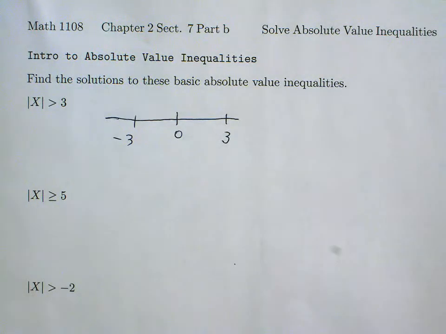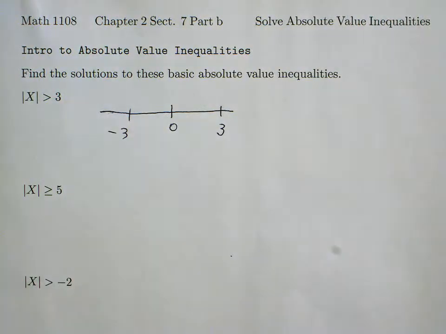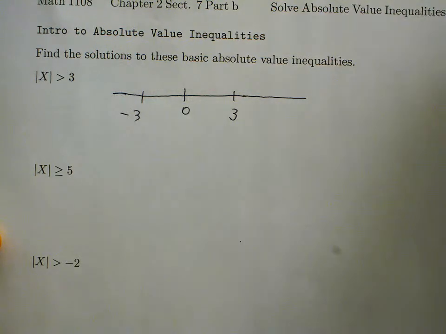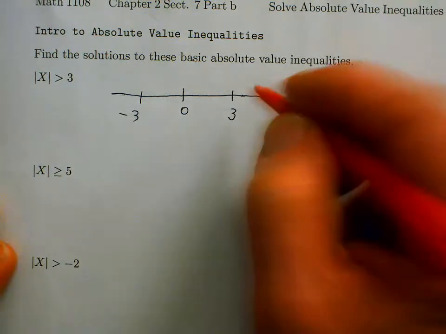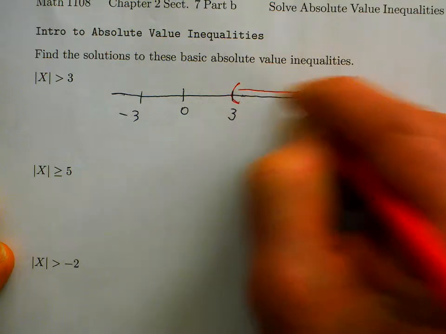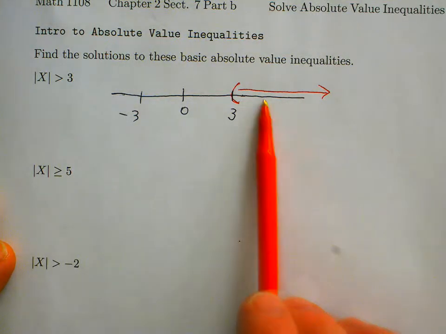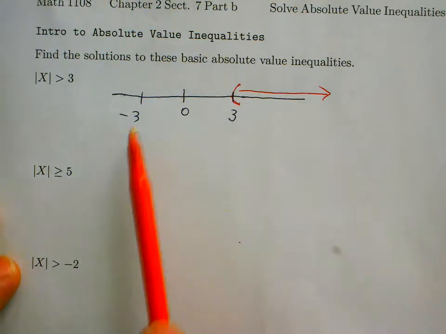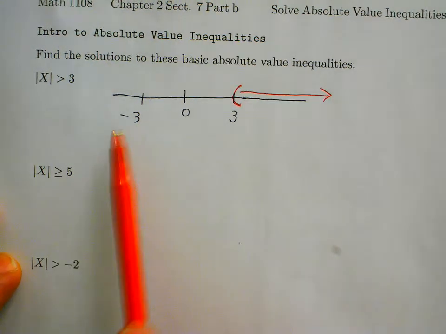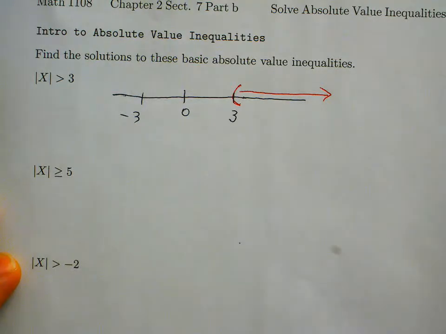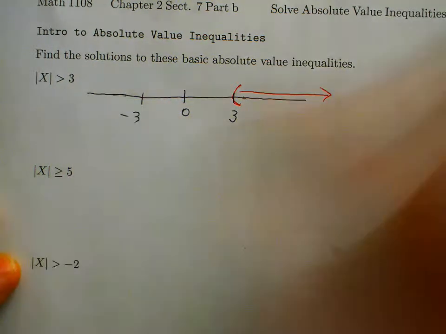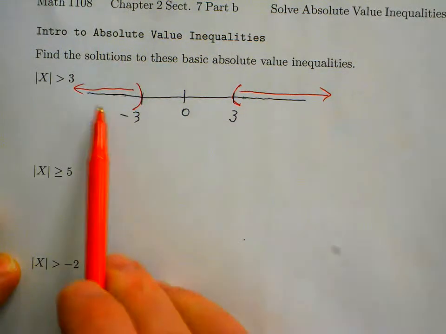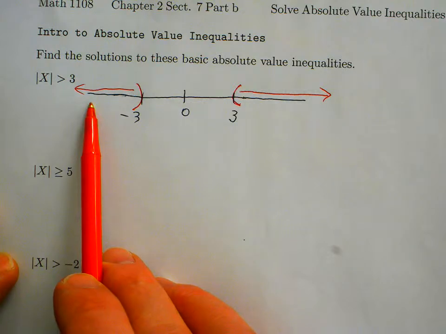One part of the answer is all of the numbers to the right of 3 on the number line, because the distance that these numbers are from 0 is greater than 3. But there are other numbers, the numbers to the left of -3 on the number line. Also, all of these numbers have a distance from 0 greater than 3.